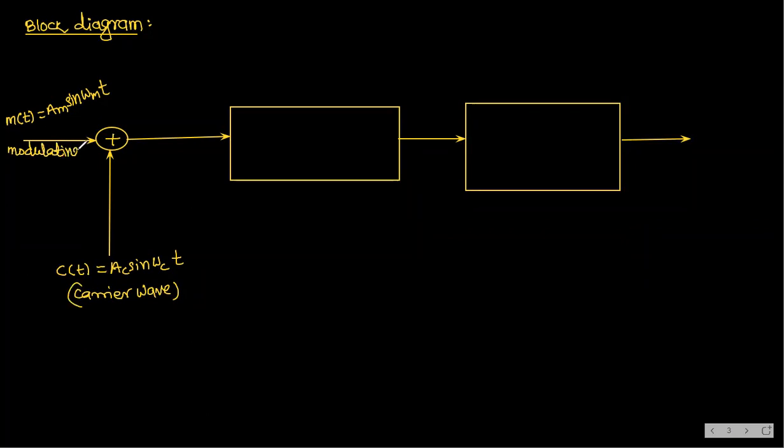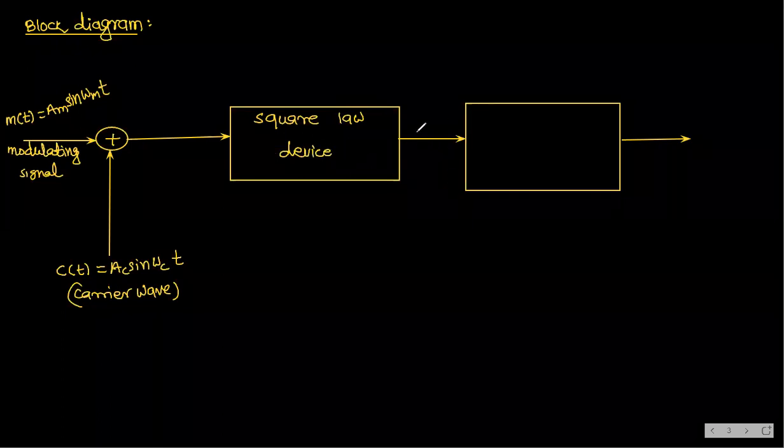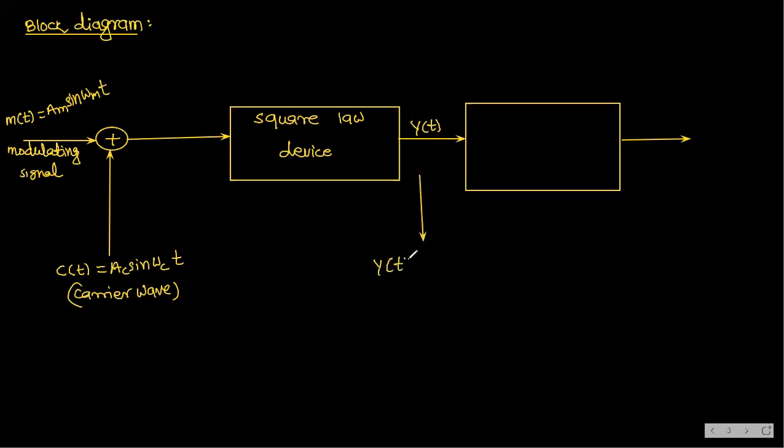These two we will add first, this plus symbol you can see here, and this will go through a square law device. This big block you can see is the square law device. This square law device will give you output y of t. You know already what y of t is. Y of t is equal to b into x of t plus c into x square of t. This will give output here.